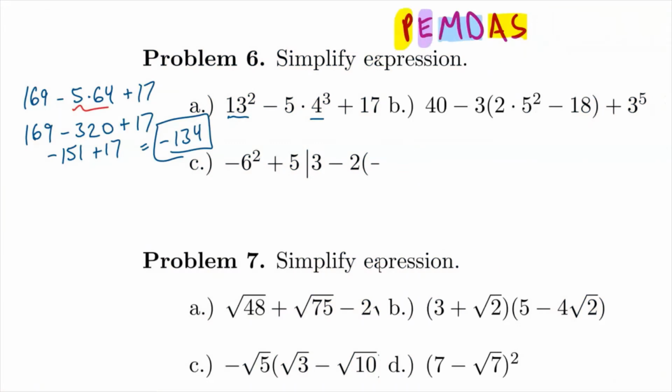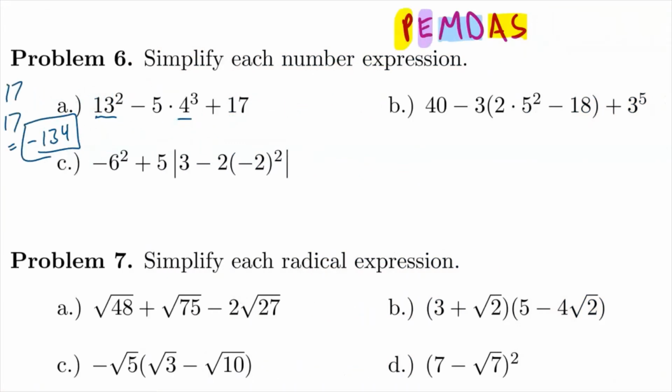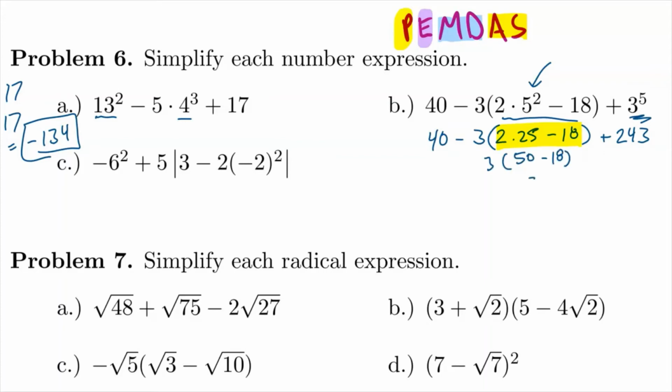Part B works in a similar way, but this time I need to start within the grouping symbol here. Again, I'm going to start with the exponent. I get 2 times 25 minus 18, and I can also work with this exponent on the outside. 3 to the 5th power is 243. Of course, my main focus should be inside the parentheses still. I end up with 50 minus 18, which becomes 32.